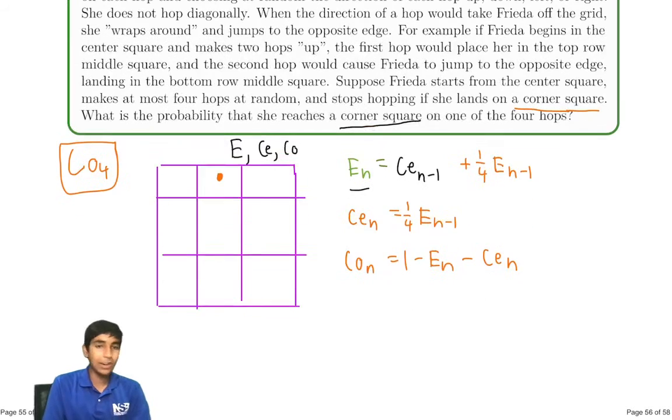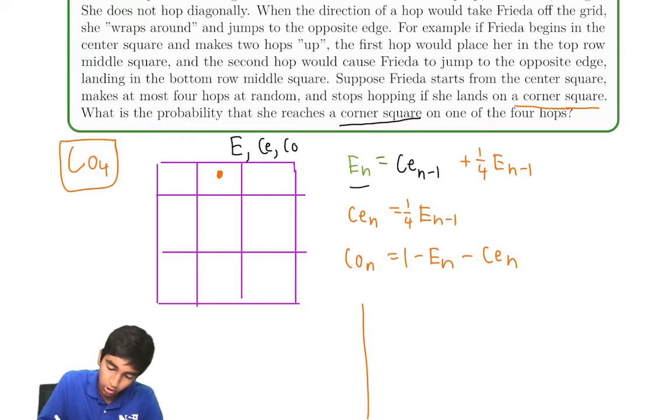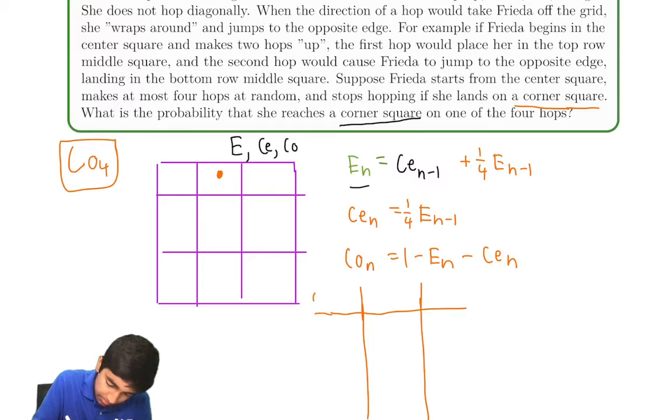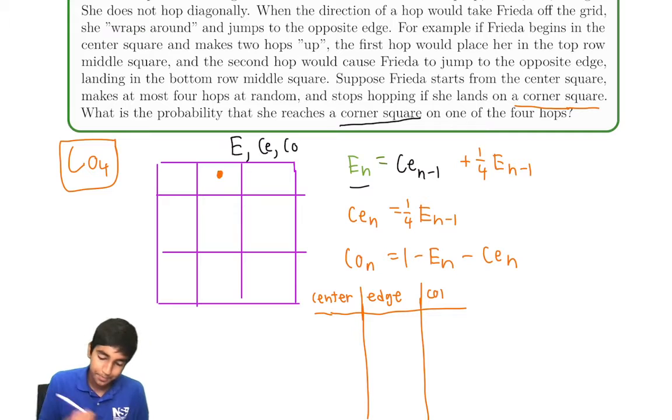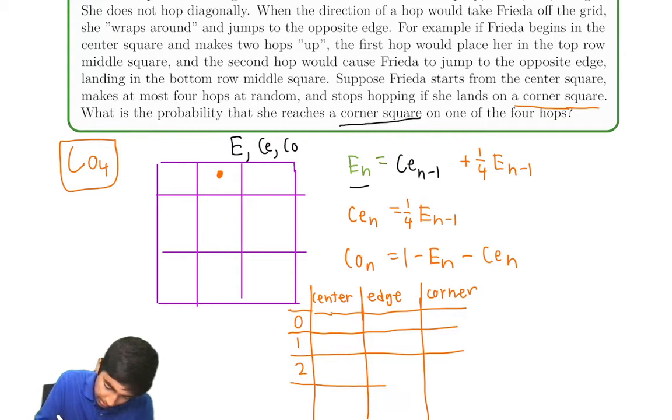Now, let's just iteratively calculate, because we know E0, CE0, and corner 0. Let's make a table. This is a strategy when you have these kinds of recursive equations. Make a table with center, edge, and corner. And let's make another chart here: 0 moves, 1 move, 2, 3, and then finally 4.